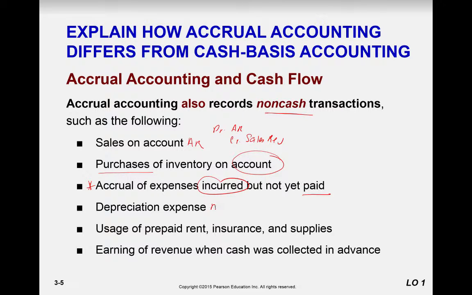Depreciation is a non-cash expense. As you will learn, we do debit depreciation expense, and we credit accumulated depreciation. And accumulated depreciation is a contra asset account. And you see there's no cash involved in here, but we still have to record the expense, which is the usage of the asset. And then you also have to record the usage of any type of prepaid rent, insurance, and supplies.